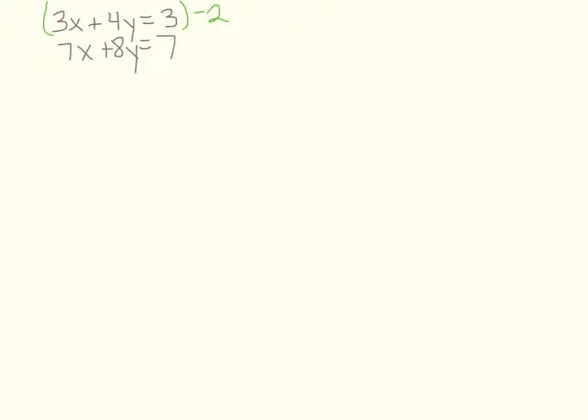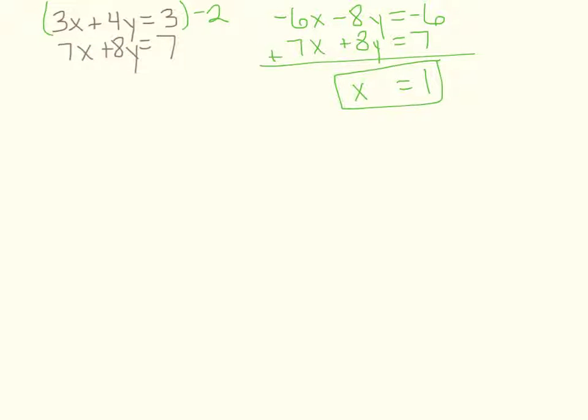But we got to multiply everything, not just the 4y. So that'll give us -6x minus 8y equals -6. And then I'm going to bring the other one underneath it so that they're lined up. 7x plus 8y equals 7. Now we're ready to add these together. -6x plus 7x is x. -6 plus 7 is 1. Because the y's cancel. So x equals 1 is your first answer.